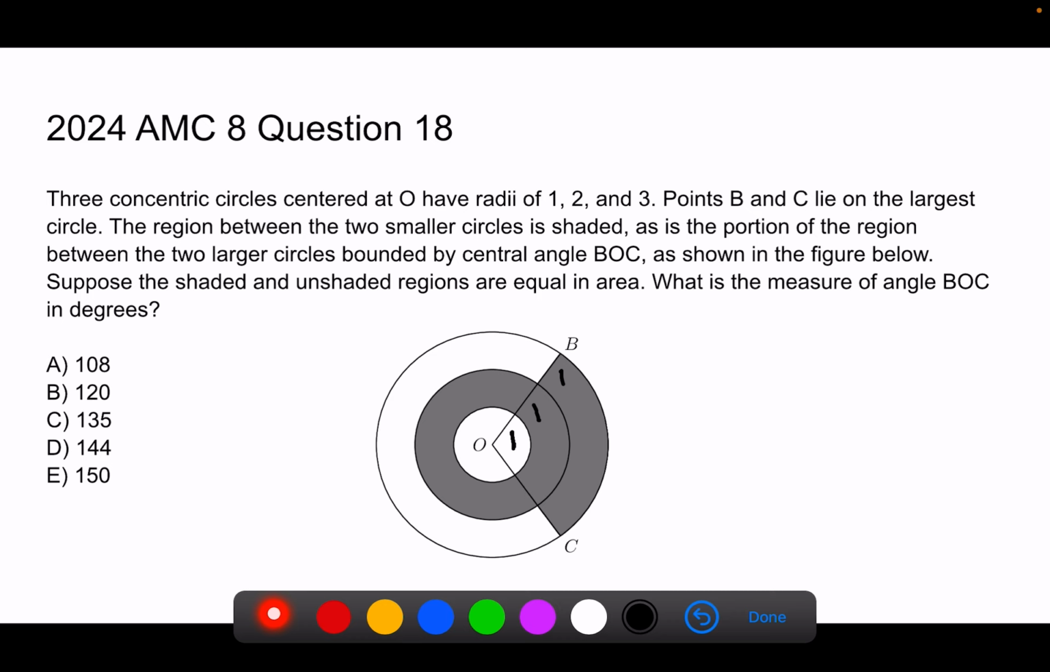B and C are on the largest circle, and the region between the two smaller circles is shaded. So the middle donut is shaded, as is a portion of the region between the two large circles bounded by central angle BOC. Central angle just means the angle has O as a point, as shown in this figure below. So pay attention to the figure. There are the donut and those two pieces of donut being shaded.